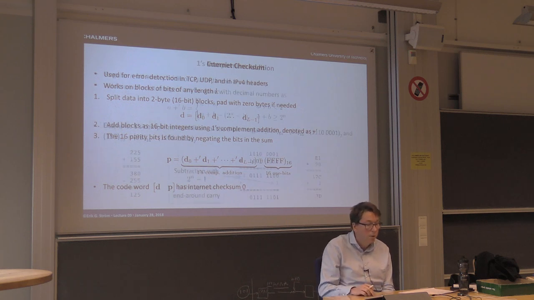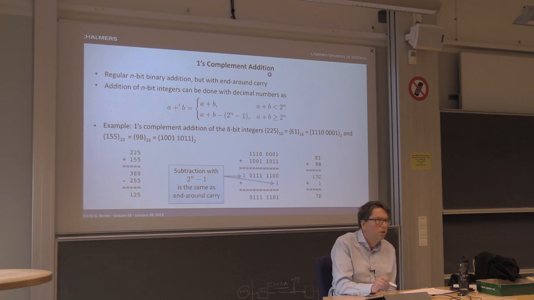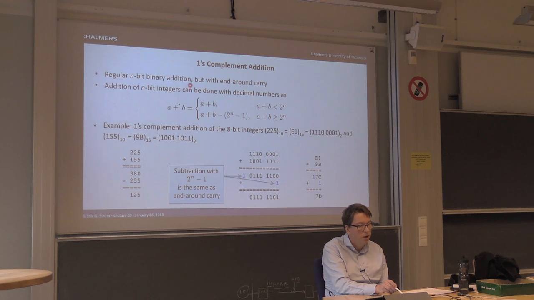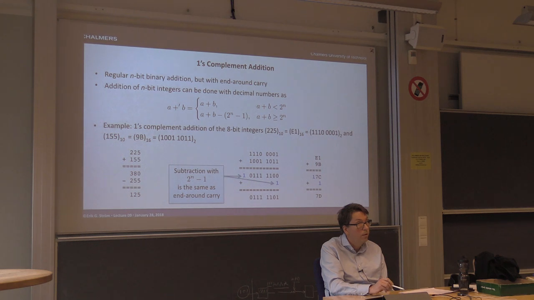Okay. Small example to show one's complement. What is this? Well, I'm not going to go into a long story here, so I will keep it very brief. One can see this as regular n-bit binary addition, but with an end-around carry. So what is it really? Well, for A plus B, if these are n-bit integers, then one's complement addition between A and B is equal to A plus B if the result is less than 2 to the power of n. So whenever the sum is less than 2 to the power n, it's regular addition. However, when it's greater than 2 to the power of n, then it's A plus B, and then we subtract off this number, 2 to the power of n minus 1.